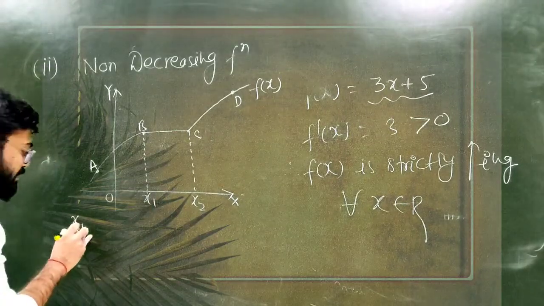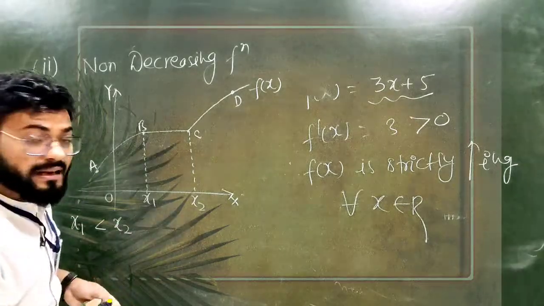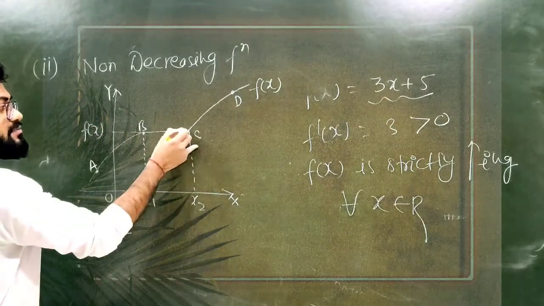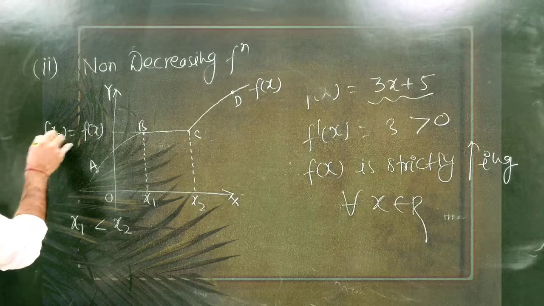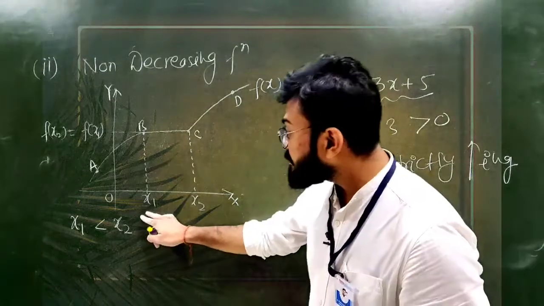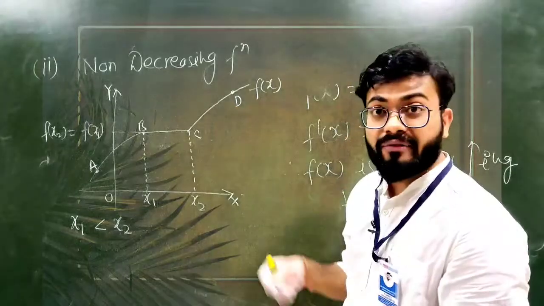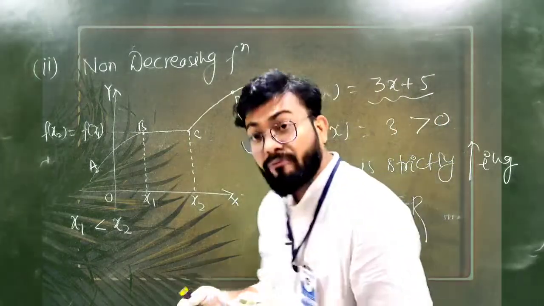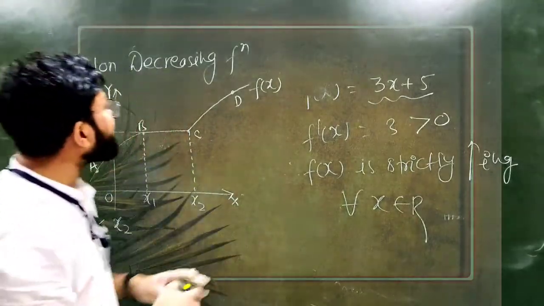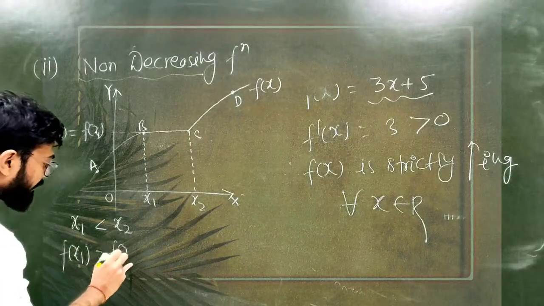If I say x1 is smaller than x2, which value is greater? Corresponding to this, find f of x1. Corresponding to this, find f of x2. Sir, both are equal or not? Yes, sir. Getting my point or not? Here at x1, the value of the function is f of x1. At point x2, the value of the function is f of x2 and both are equal. If the value of the function at two different inputs is the same, then it is said to be non-decreasing. So I'll write like this, f of x1 is equal to f of x2.